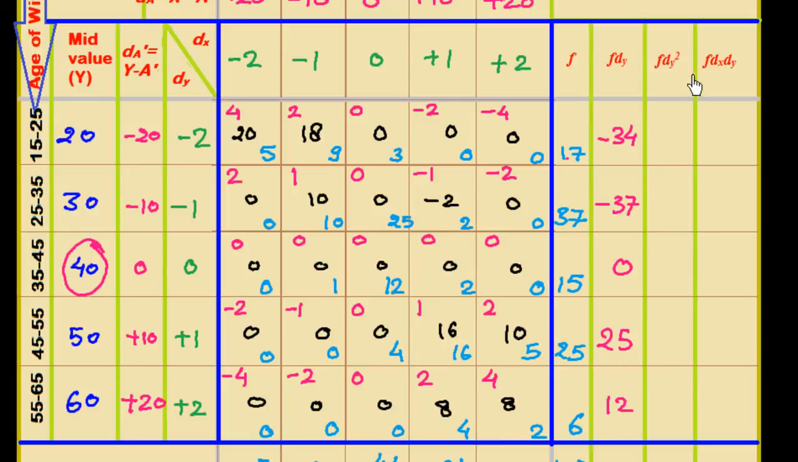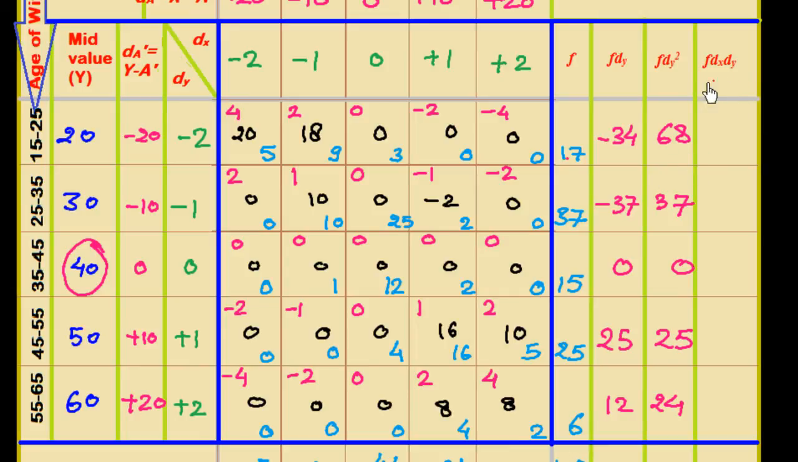Now f dy square. So we have f dy, and we have to multiply f dy with dy again. So it is minus 34 into minus 2, which is plus 68. Minus 37 into minus 1 is 37. 0. 25 into 1 is 25 and 12 into 2 is 24. Okay, so this we have got here.